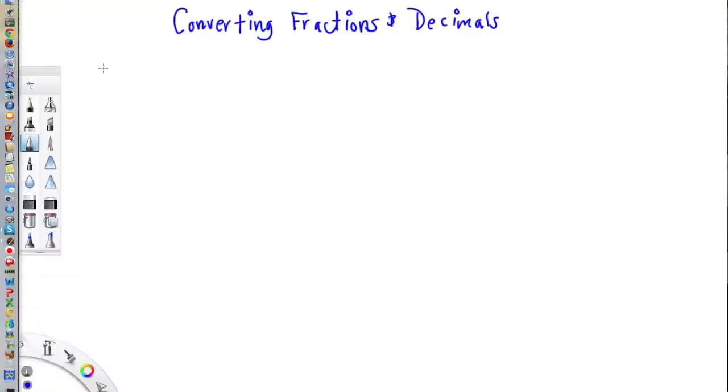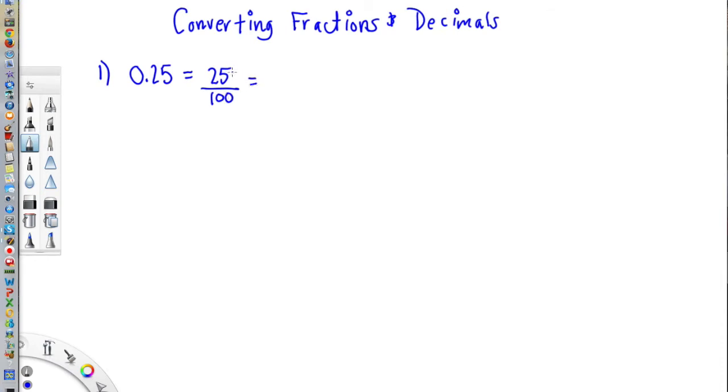Let's take a look at our homework, and we'll start with number 1. Number 1 is 0.25, and we are to convert that to a fraction. Well, all you have to do is read the decimal properly, and we'll know that that is 25 hundredths. And we can reduce this.